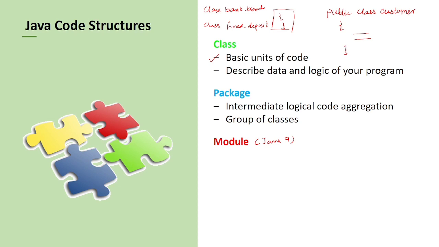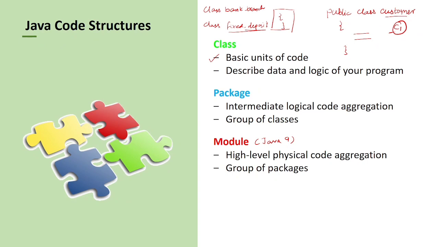Let's say I'm someone who is trying to access this customer class, but I will have certain restricted access. I cannot access a lot of the different things that are there. So we provide access to certain things. Let's say we have a customer class and a fixed deposit class. This customer class can only access the fixed deposit that is made by the customer. Let's say there's a customer C1. The customer class having C1 as a customer can only access the data or code of the fixed deposit class which is related to C1, right? So we have implemented some access specifications for that. This is where modules are used. It is a high level physical code aggregation, and it is a group of packages.